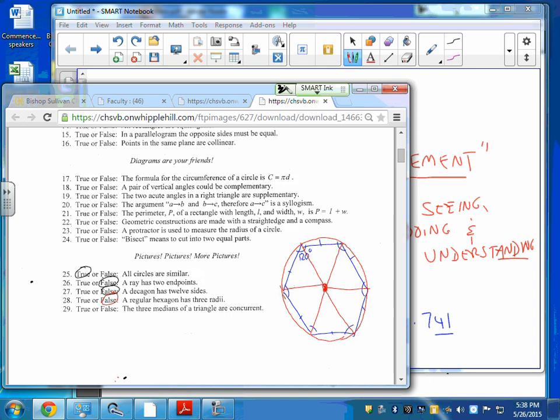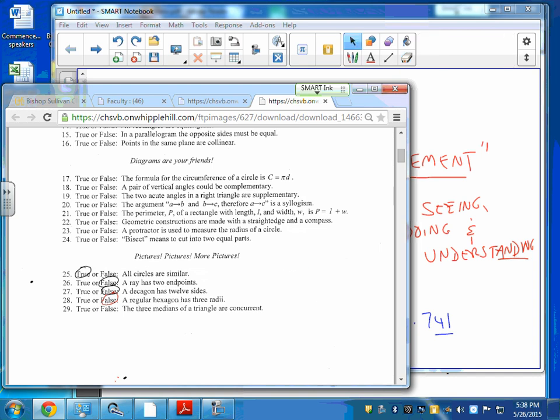Number 29. The 3 medians of a triangle are concurrent. So yes, there's a whole chapter on points of concurrency. So we have our triangle. If we find the midpoint of each side, let's see, this looks to be about the midpoint. That and that are the same. This looks to be about the midpoint. That and that are the same. And this looks to be about the midpoint. That and that are the same.